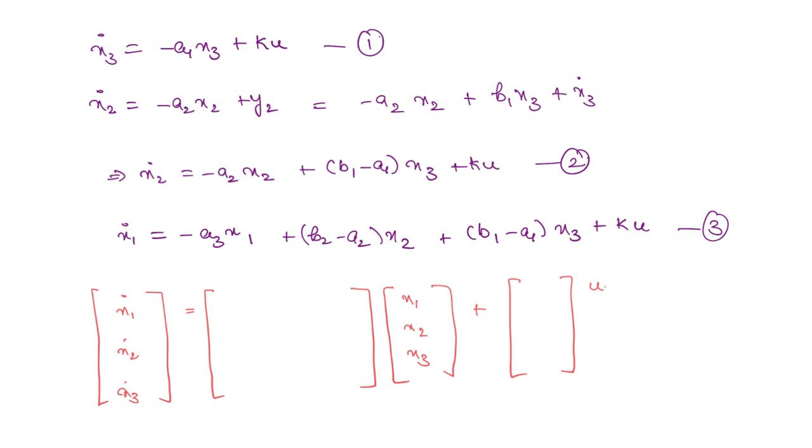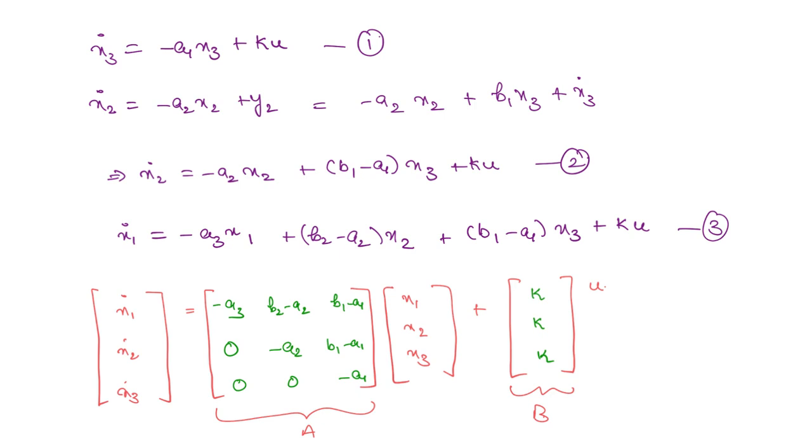So now what will be the A matrix? Here for x1 dot, you can see minus a3 x1. So minus a3, the x2 coefficient is b2 minus a2 and the x3 coefficient is b1 minus a1. What about x2 dot? It has no relation with x1: minus a2 for x2, b1 minus a1 for x3. What about x3 dot? 0, 0, minus a1. What about matrix B? All of them will be K. So this is matrix A and this is matrix B. This is the state equation.